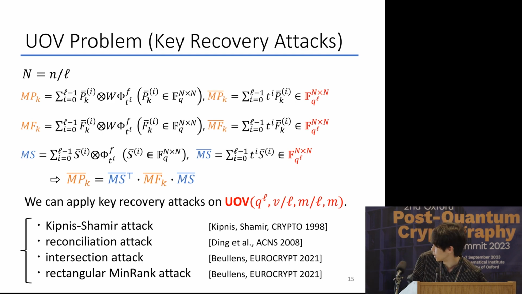Actually, we consider these attacks: the Kipnis-Shamir attack and reconciliation attack, intersection attack, and rectangular min-rank attack. And we showed that after transforming the public key of the original UOV over the extension field, we can apply the rectangular min-rank attack.